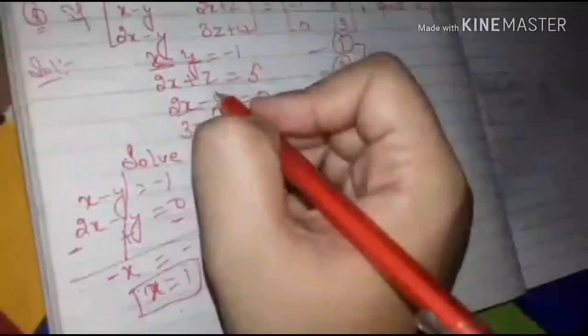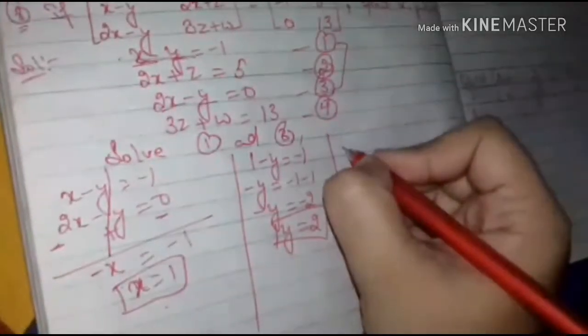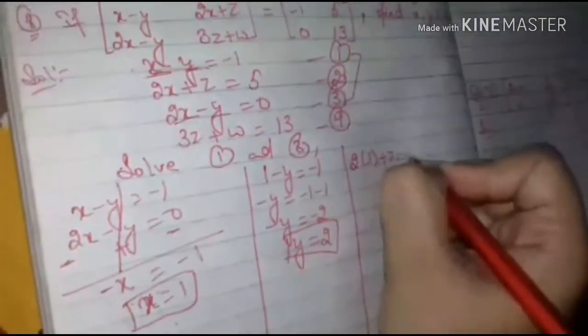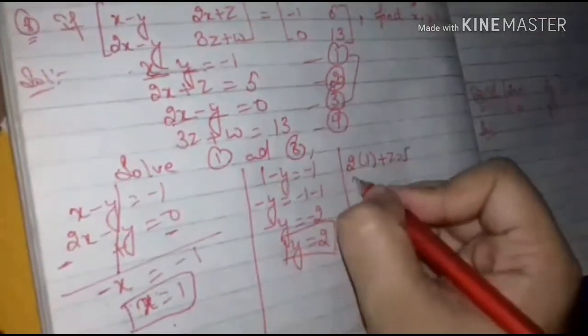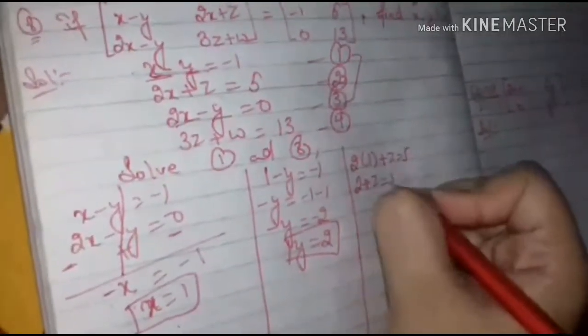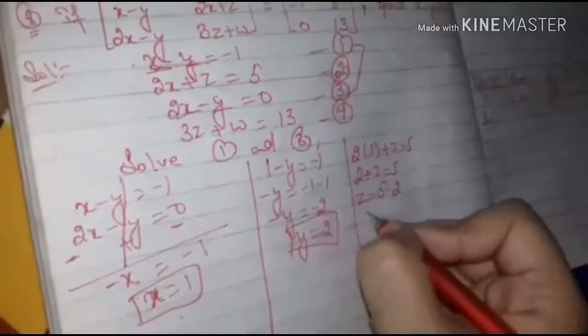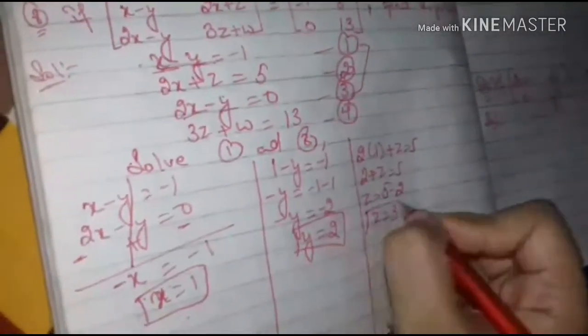putting the value of x in the second equation. 2 into 1 plus z equal to 5. 2 plus z is equal to 5. z is equal to 5 minus 2. So z is equal to 3.